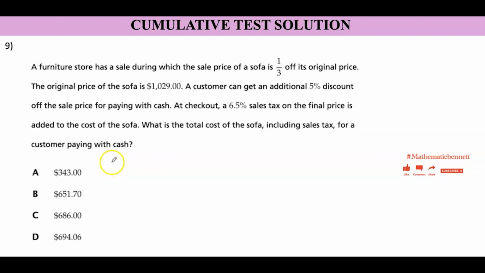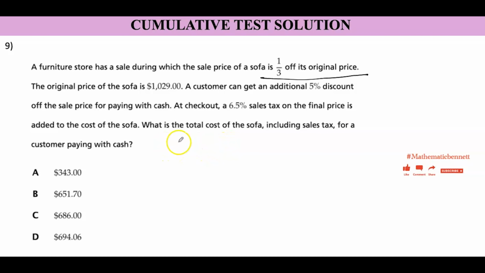A furniture store has a sale during which the sale price of a sofa is 1/3 off its original price. The original price was $1,029. A customer can get an additional 5% discount off the sale price for paying with cash. At checkout, a 6.5% sales tax on the final price is added to the cost of the sofa. What is the total cost of the sofa, including sales tax, for a customer paying with cash?